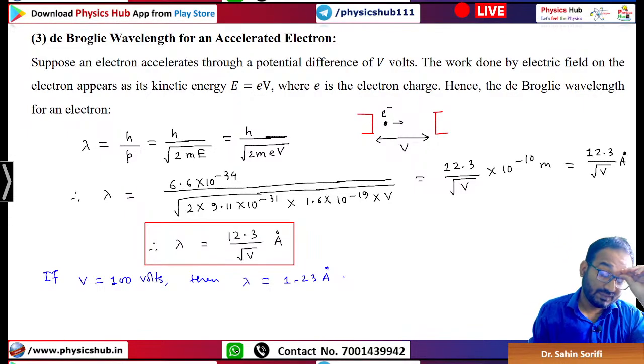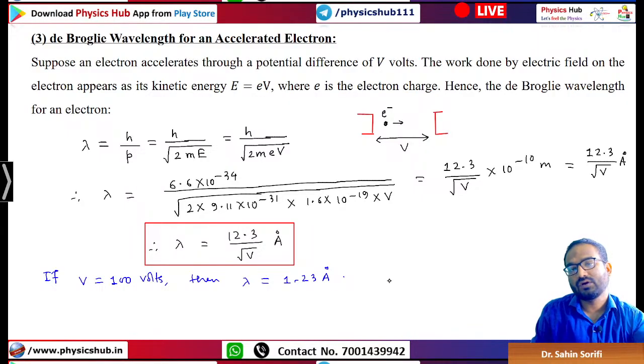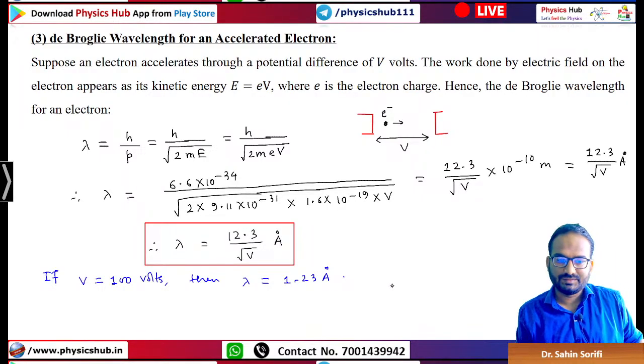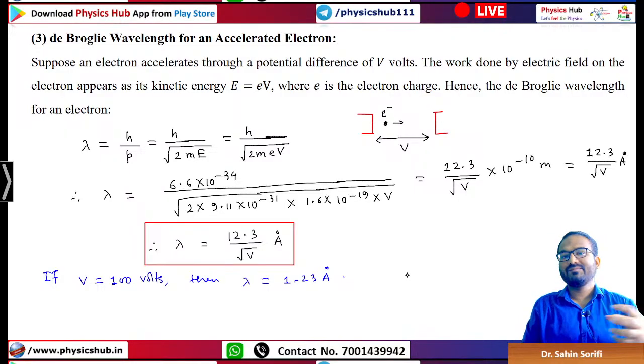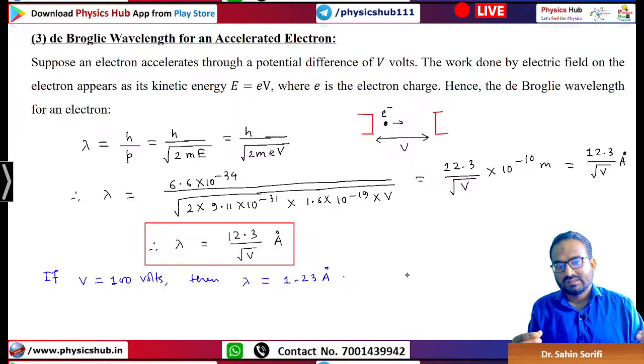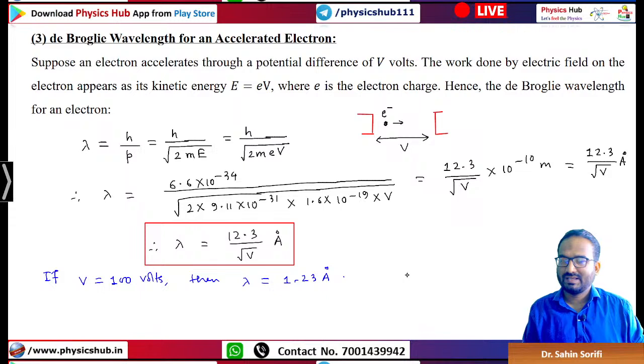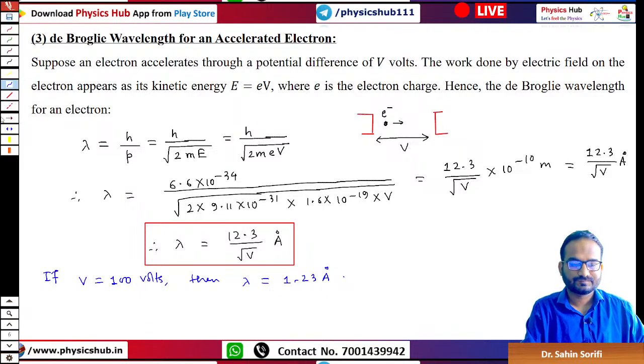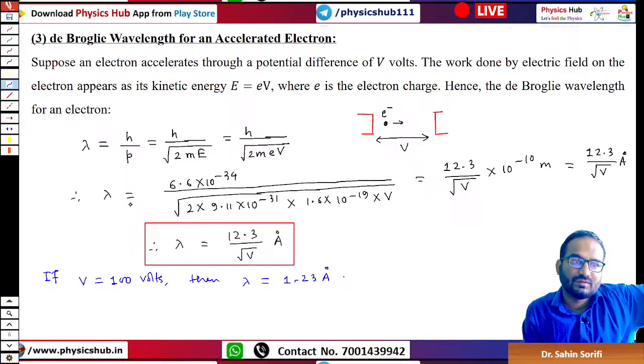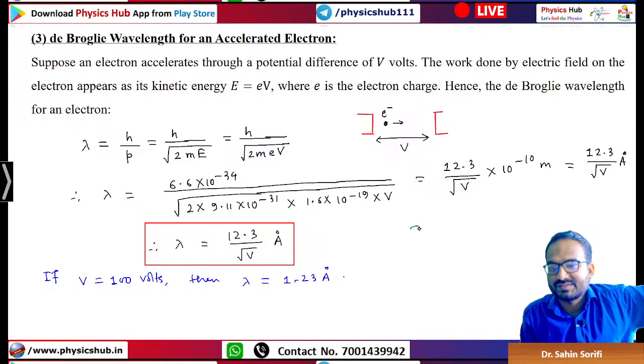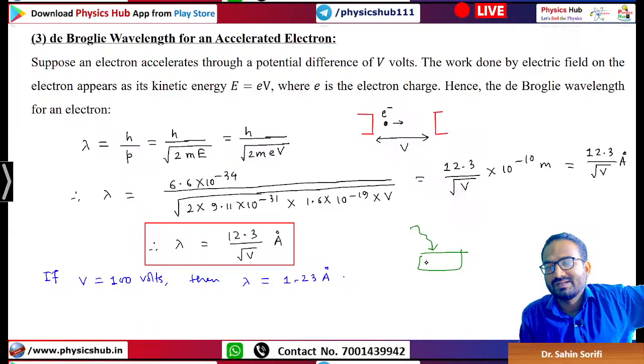Now this 1.23 angstrom, you can see that this is of the order of the X-ray wavelength. It means the way X-ray behaves, if we accelerate an electron with 100 volts, the electron will also behave like the X-ray. Look, for what have we used X-ray? We have used X-ray for crystal diffraction, and the wavelength of X-ray is of the order of around 1 angstrom, you can say.